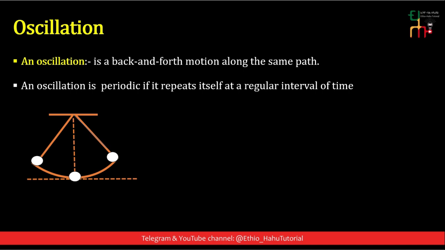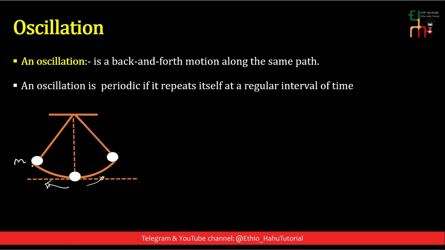Let's consider the system. This particle of mass m is tied at the end of this string and moves back and forth along this path. This motion is a to and fro motion or a back and forth motion because this ball is pulled to this side and then released.